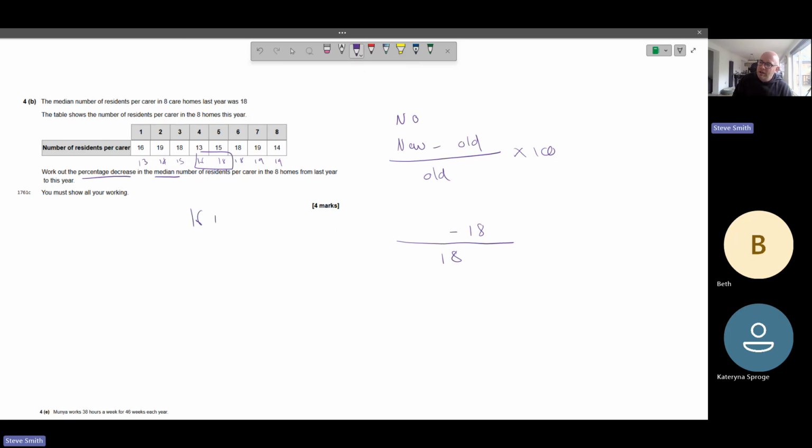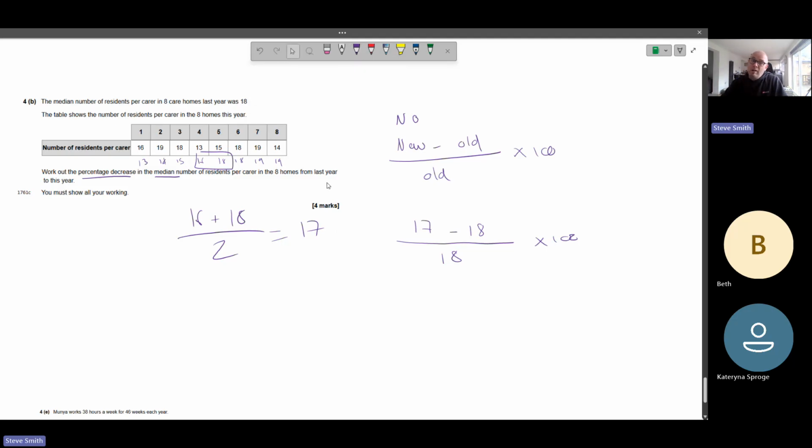So 16 add 18 divided by 2, so 34 divided by 2 is 17. So we've now got a new number, 17. Take away 18, divided by 18, times 100 is a calculator paper. So that is 4 marks. And sometimes with the percentage increase and decrease questions, they do give you an extra mark because it's a formula, almost like the process you've got to remember. And so the formula, I always use it as NO.